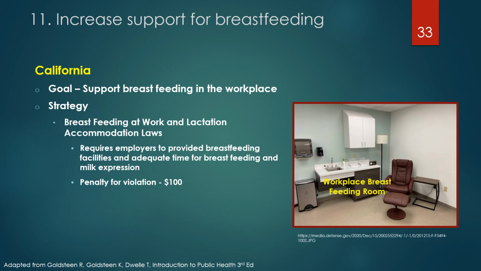11. Increase support for breastfeeding. In 1998, California passed the Breastfeeding at Work law, which requires all employers to ensure that employees are provided with adequate facilities for breastfeeding or expressing milk. In 2002, the state passed the Lactation Accommodation Law that expanded prior workplace provisions to require adequate break time and space for breastfeeding or milk expression, with a violation penalty of $100.